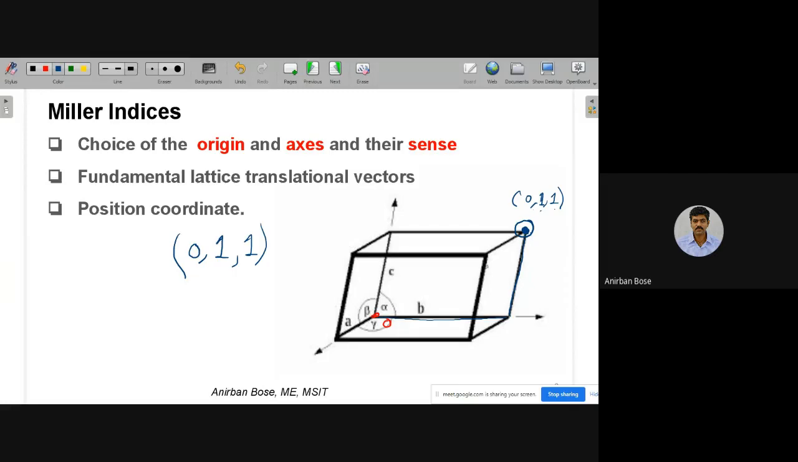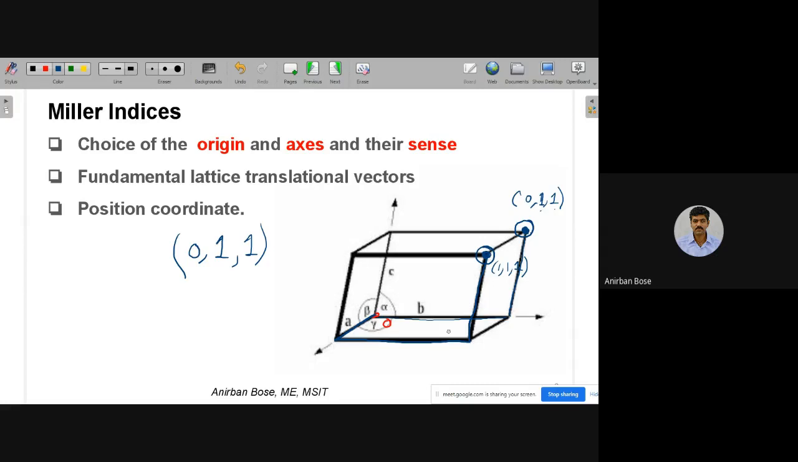Similarly, you can define any point. Let us consider the exactly opposite diagonal point from the origin. This point is definitely 1, 1, 1. I think this is very simple. You simply consider how much you have to move along A, along B, and along C to come to this point from the origin. If you move along A by 1, you come here. If you move along B by 1, you come here, and if you move along C, you come here. So this is 1, 1, 1. In this way we can find the position coordinate of any point.